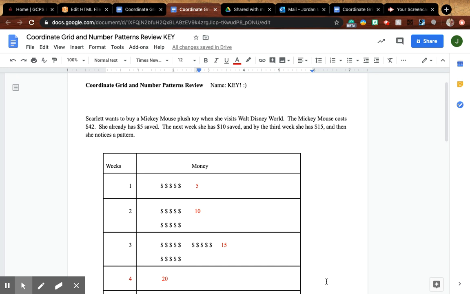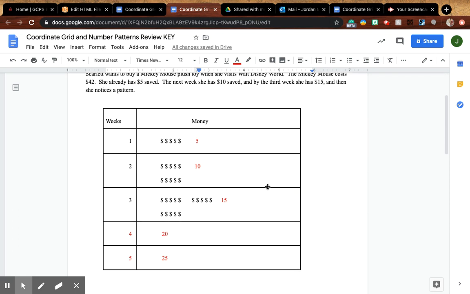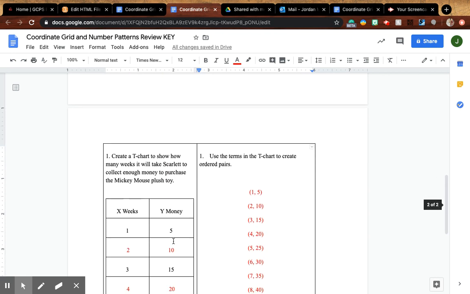So it says Scarlett wants to buy a Mickey Mouse plush toy when she visits Walt Disney World. The Mickey Mouse costs $42. She already had $5 saved. The next week she had $10 saved, and by the third week she has $15, and then she notices a pattern. So what you probably noticed here looking at this input-output table is that you've got 1 to 5, 2 to 10, 3 to 15. So you should start to pick up on the pattern.